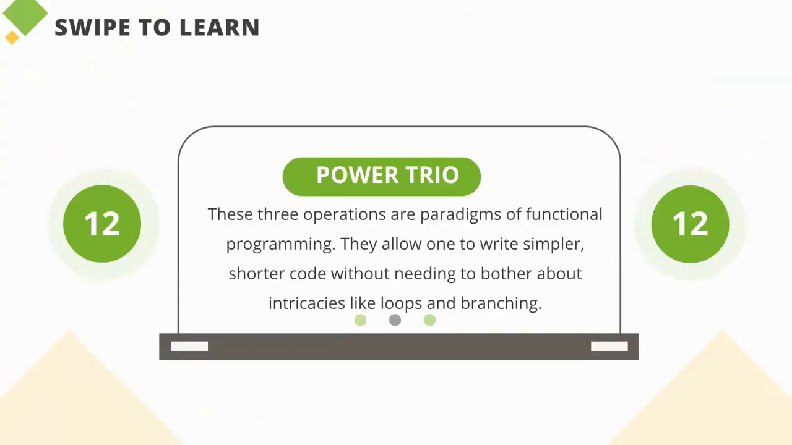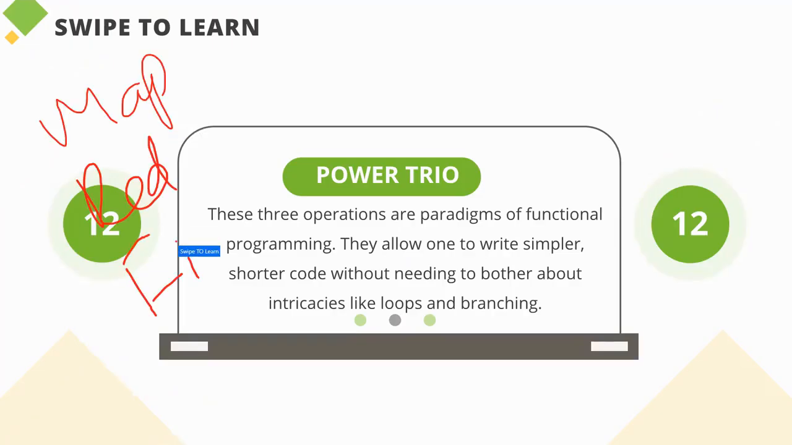Okay, so this is the power trio. As the name suggests, this is not defined anywhere. I just kept a name, as here we have three functions: map, reduce and filter. So I'll write it over here. These are three very basic functions with a similar syntax.